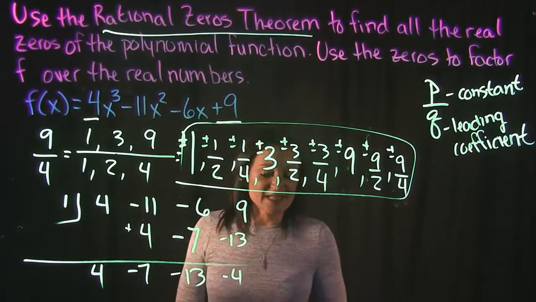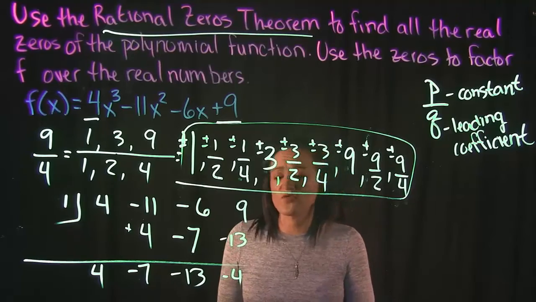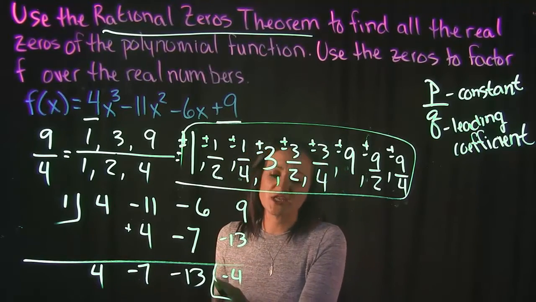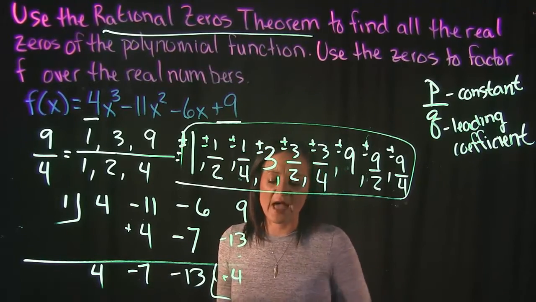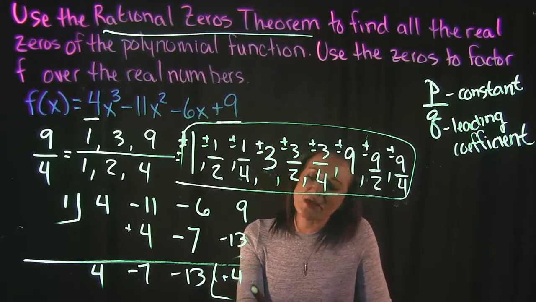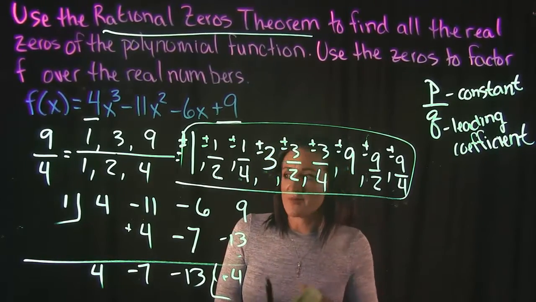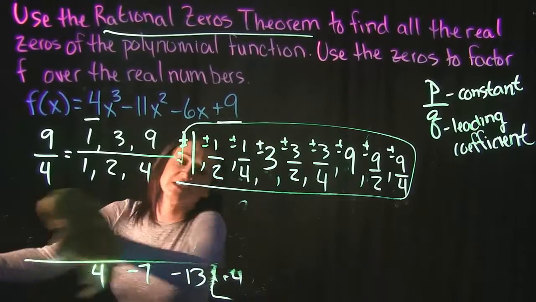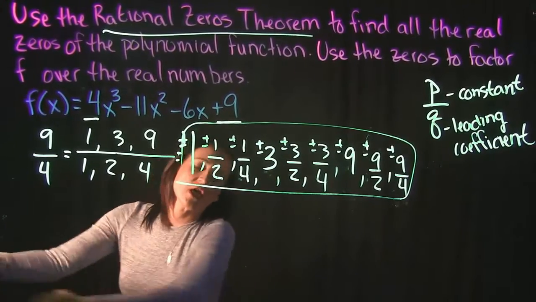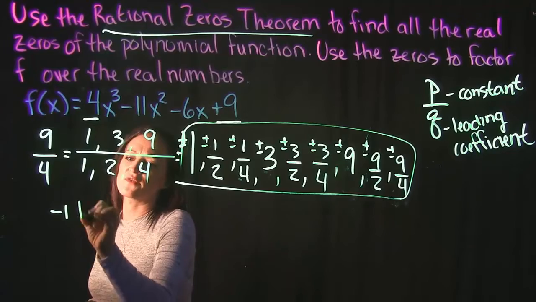That means that 1 is not a 0, because in order for it to be a 0, we would actually have to get a 0 here in our last position when we add. We got a negative 4. So that means that 1 is not a 0 of our function. So I'm going to test negative 1 now.